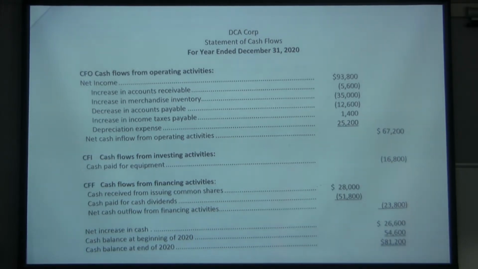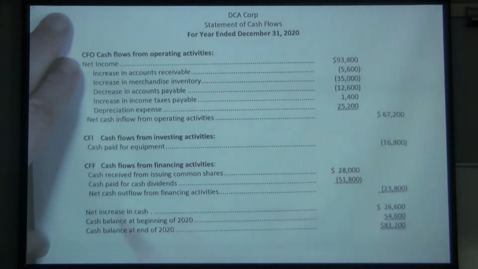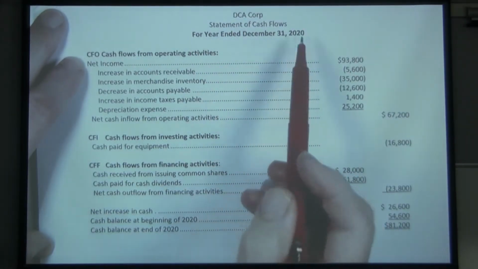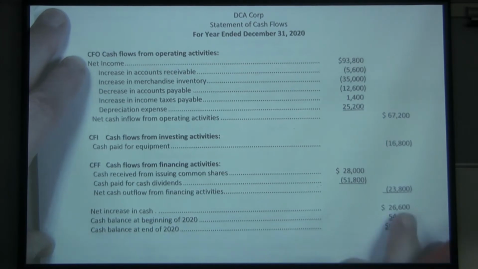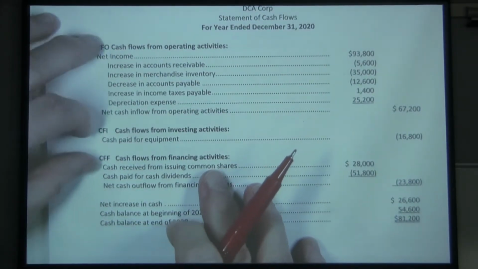So it's an important statement, but it's sort of somewhat separate from the first three statements that we've done so far in the course. So this is an example of one of the solutions we have for one of the questions I'll do in a minute, of a statement of cash flows. So it's for DCA Corp statement of cash flows. There are three main sections, so I want to describe them and explain them a little bit.